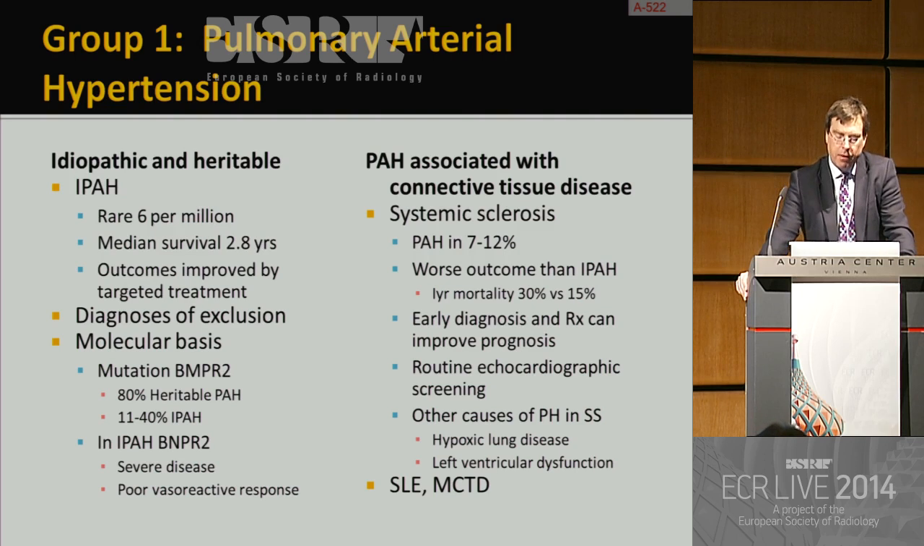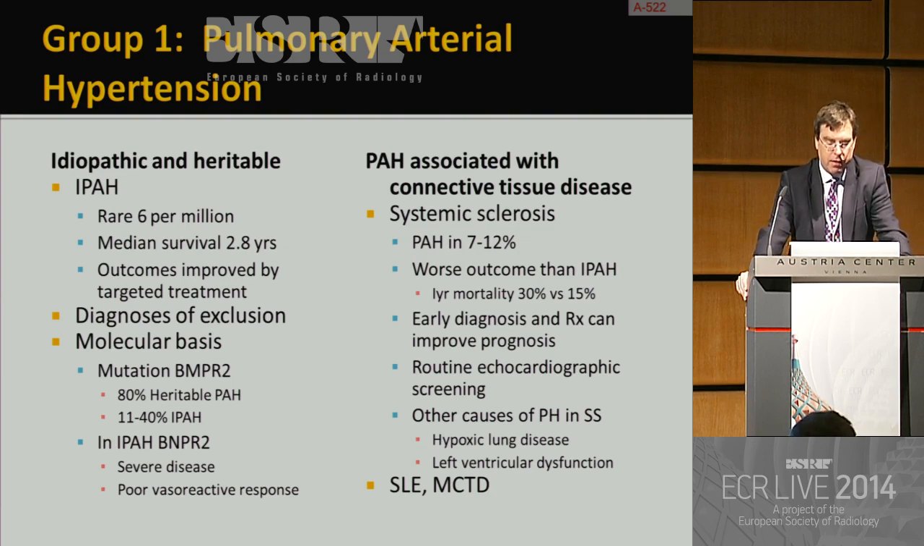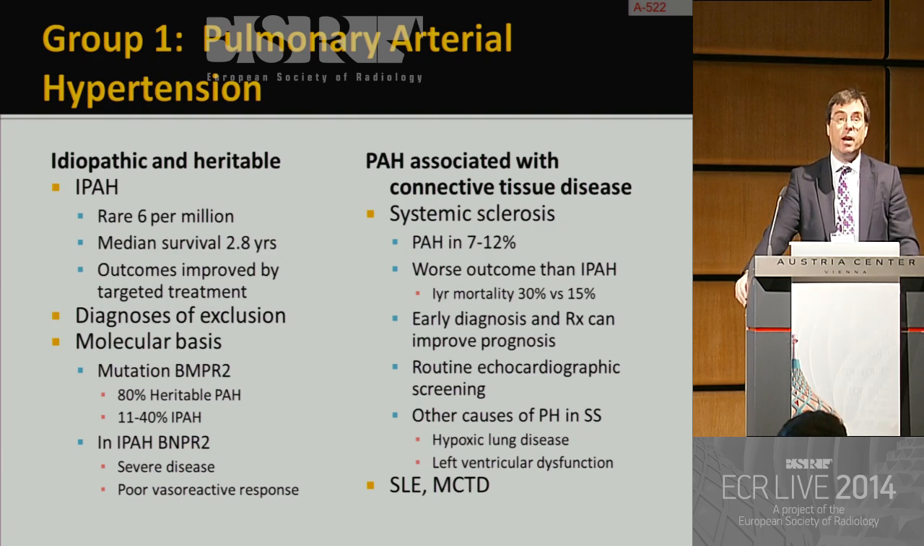So pulmonary arterial hypertension associated with connective tissue disease is pretty common in the setting of systemic sclerosis. Around 10% of people will develop it. It has bad outcomes, twice as bad as that of idiopathic pulmonary arterial hypertension. But again, there's a reasonable response to targeted therapy. So it's important that we diagnose the disease, diagnose the presence of pulmonary hypertension, and intervene early with targeted therapy. And that's why routine echocardiography is commonly performed in that group of patients.